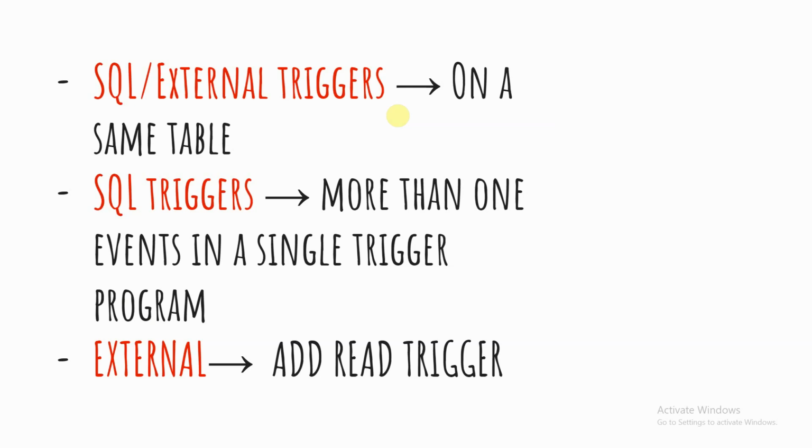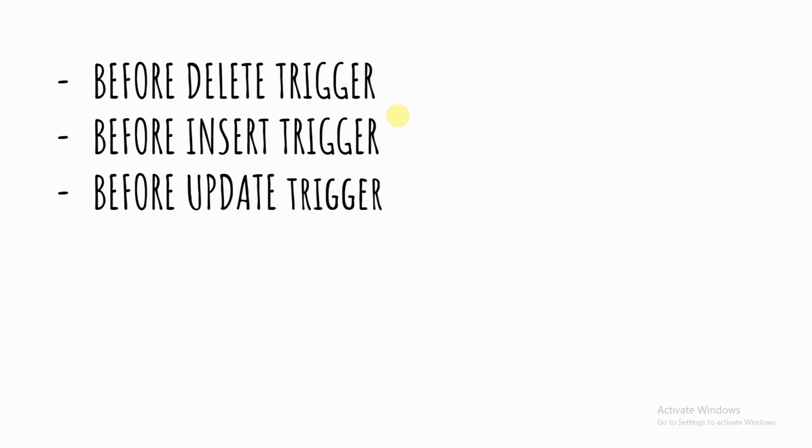Now for external triggers, add a read trigger. That is already mentioned earlier in one of my slides, that we can add the read trigger on the external triggers. Now, types of triggers on a table. These depend upon the timings, meaning before or after. So they can be before delete trigger, before insert trigger, before update trigger.